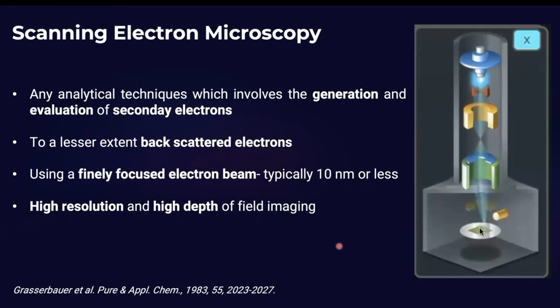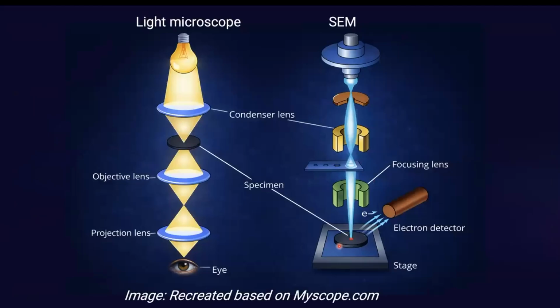Now, if we compare light microscope and scanning electron microscope, as I said in the very beginning, all microscopes have a very similar way of arrangement, except the source of light, detector, and imaging principle or image formation principles are different.